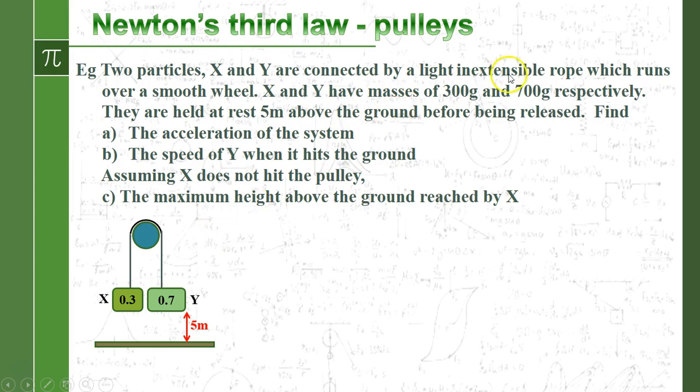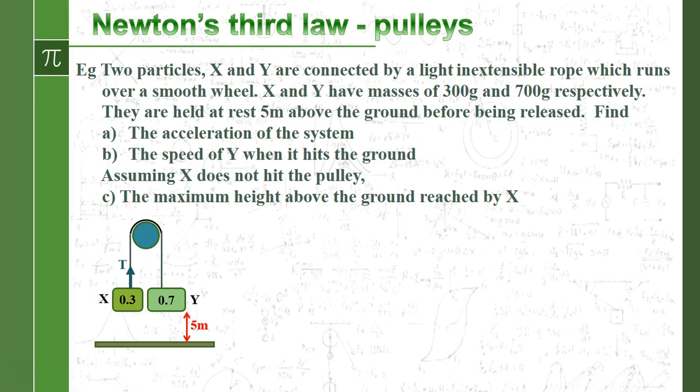We've got masses of 300 grams and 700 grams. Notice 0.3, 0.7, because we need to be working in kilograms, because a single Newton is the force required to cause a 1 kilogram mass an acceleration of 1 meter per second squared. So we've got to work in kilograms to make sure that our units are working okay. And we're told the whole system is held at rest 5 meters above the ground, so I've put that in. Let's now chuck in some forces.